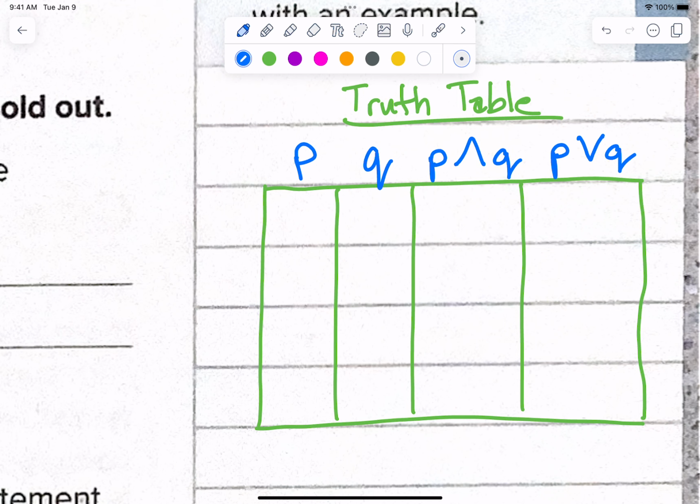Got it? So the and is a ∧ and the or is a ∨. If you need to write that down: and, or. And this is kind of like your cheat sheet. Your little cheat sheet.